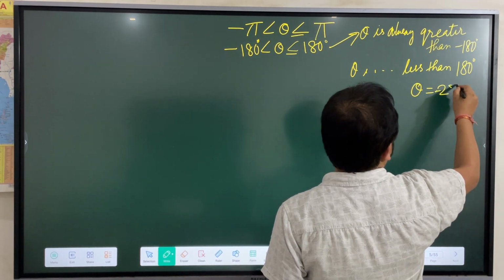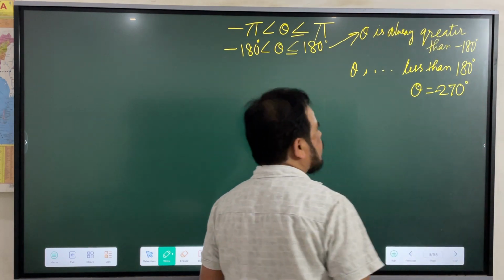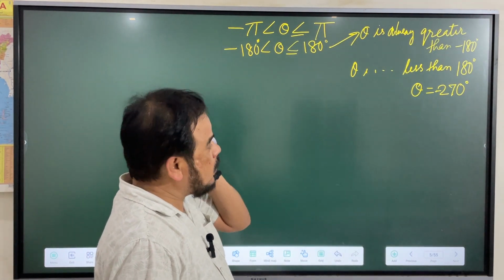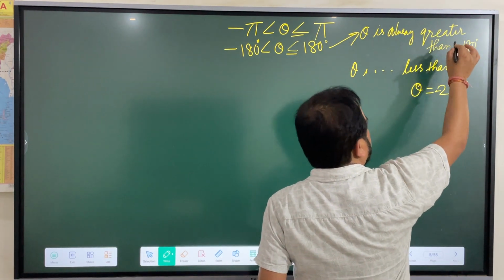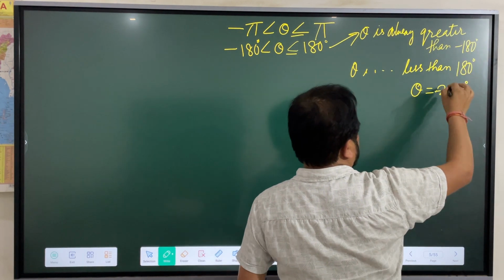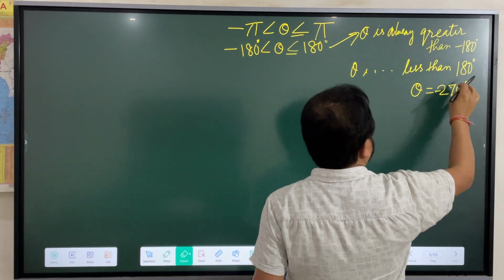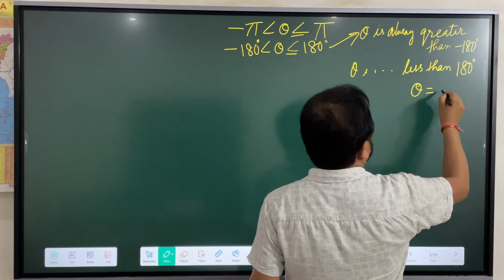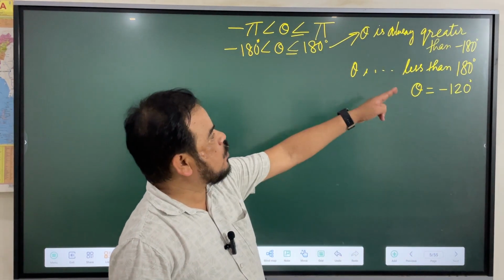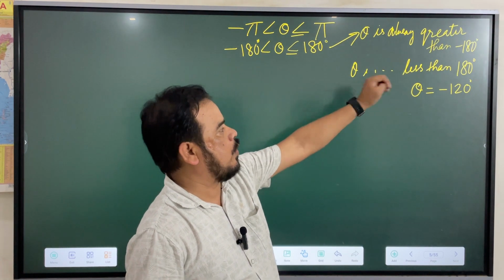If by mistake you get minus 270 degree, will it be correct? Minus 270 is not greater than minus 180. Minus 270 is smaller than minus 180 degree. Suppose you have got minus 120 degree. Yes, this is correct, because minus 120 degree is greater than minus 180.